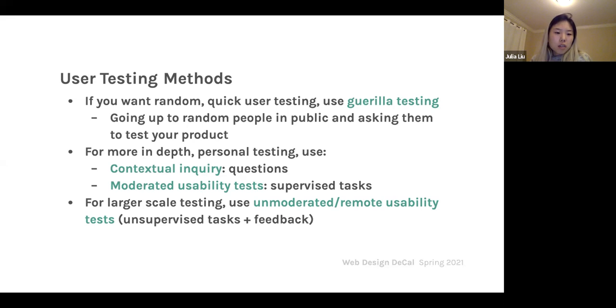And then for more in-depth personal testing, you can use contextual inquiry, which is questions, and then moderated usability tests, which are supervised tasks. So you can ask someone to perform something. For example, if we're talking about a website, you can ask, how would you navigate to the menu or the about page, and see how they perform that task to understand if they're able to perform it, or if they have issues, if it's hard to navigate to the about page and things like that.